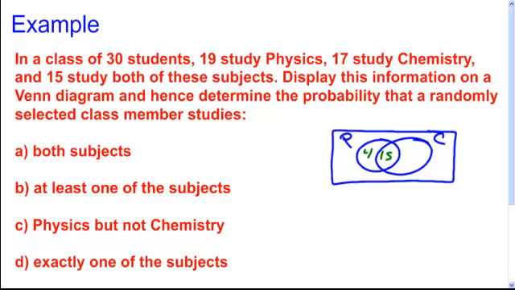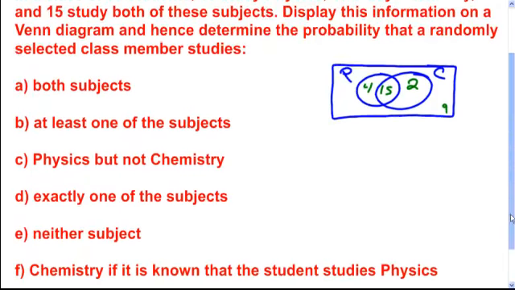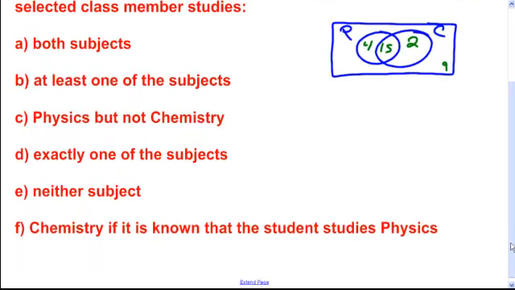And of the 15 who studied for both, there were 17 total who studied chemistry. Therefore, there's only 2 that studied only chemistry. So 4 plus 15 plus 2 is 21. So 9 did not study either of those. So from this Venn diagram, I'll now answer my questions. I like to visually see what I'm taking a look at.